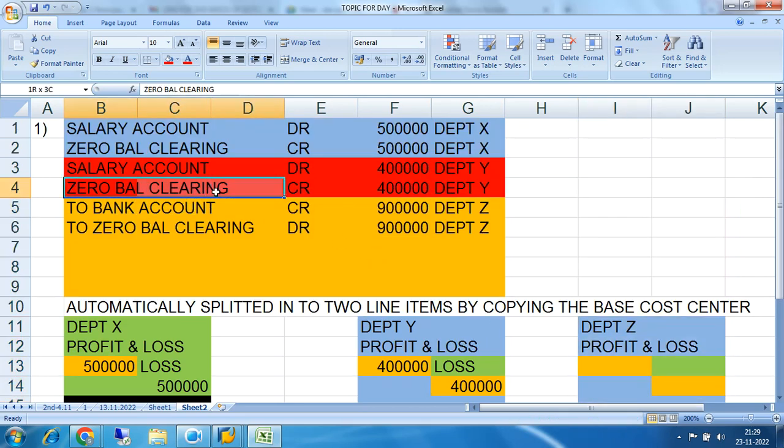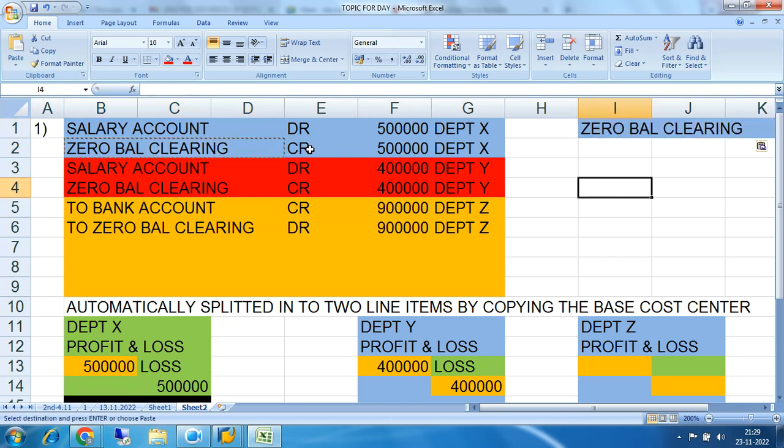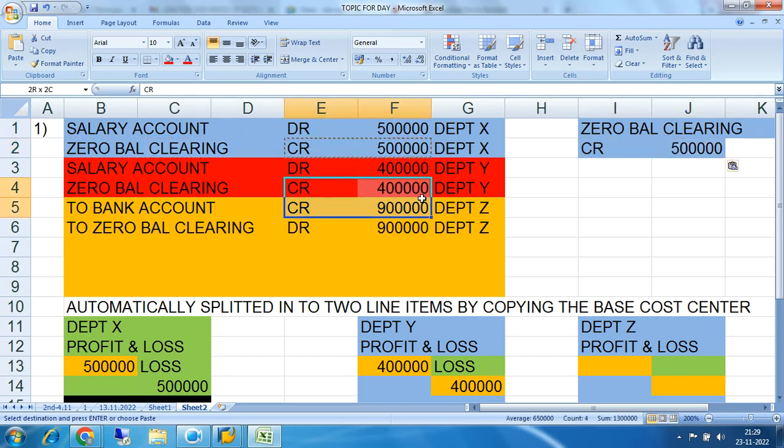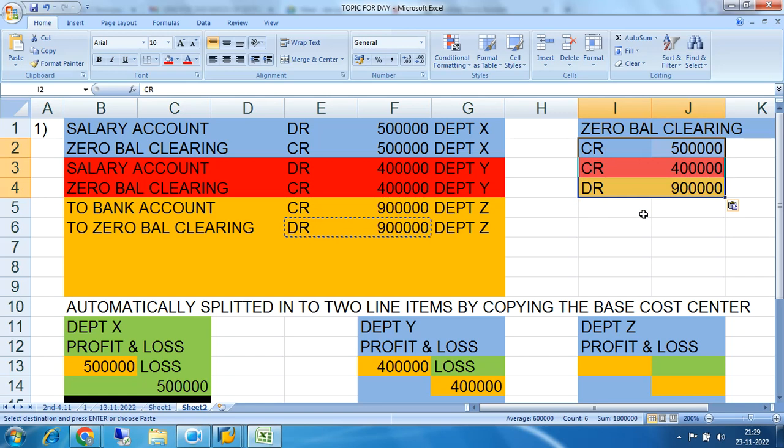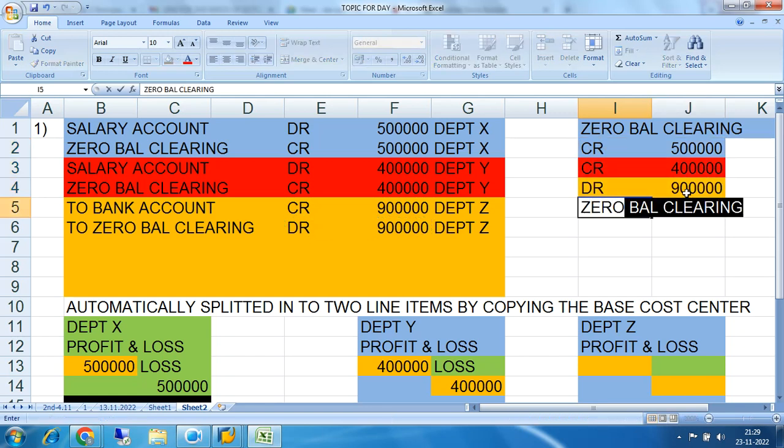Why is it called zero balance clearing? Because the ledger of this zero balance will always be zero. How is it always zero? Let us see the zero balance clearing ledger. In the zero balance clearing ledger, 5 lakh is credit, then 4 lakh is credit, then here 9 lakh is debit. What is the summation of these three? Summation of these three is 0, isn't it?